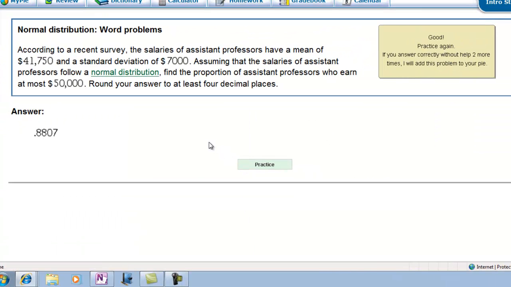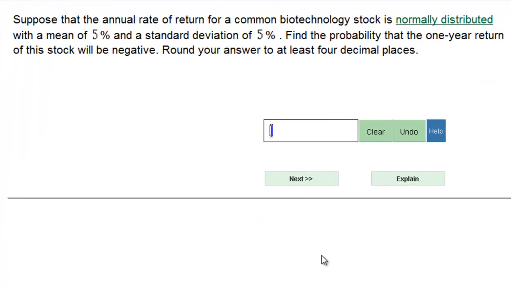Let's do another one. Now, it's really important that you always draw the picture just to make sure you're understanding if it's the left side or the right side. All right, here we go. Suppose that the annual rate of return for a common biotechnology stock is normally distributed with a mean of 5% and a standard deviation of 5%. Find the probability that the 1-year return of this stock will be negative. Round your answer to at least 4 decimal places.